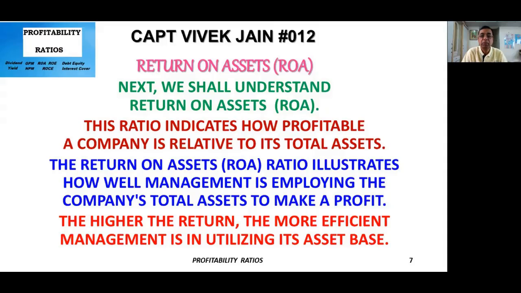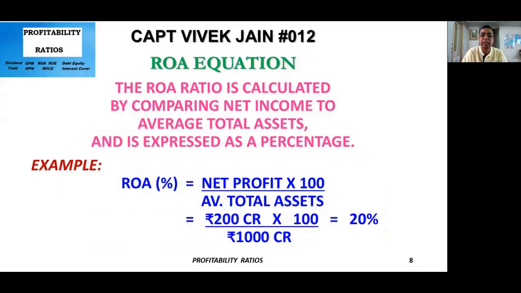We now come to return on assets, as we also call it ROA. This ratio indicates how profitable a company is relative to its total assets. The return on assets ratio illustrates how well management is employing the company's total assets to make a profit. The higher the return, the more efficient management is in utilizing its asset base. And this ROA ratio is calculated by comparing net income to the average total assets.